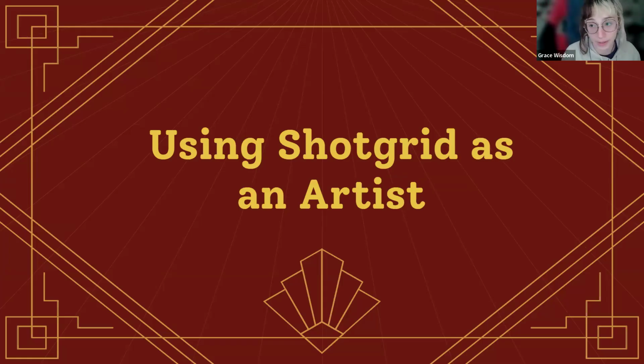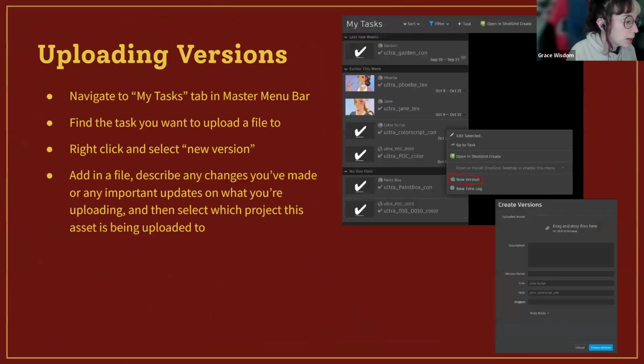So, using ShotGrid on the artist end of things, for anyone on your crew who doesn't have manager permissions. For uploading versions, the easiest way is again through My Tasks in the master menu bar. They would find the task they want to upload a version to, right click it, and click new version. This is what's going to pop up for them. They would upload any assets right here in this drag and drop files here area. And if they have any message they want to attach to their upload, they would put it in description.